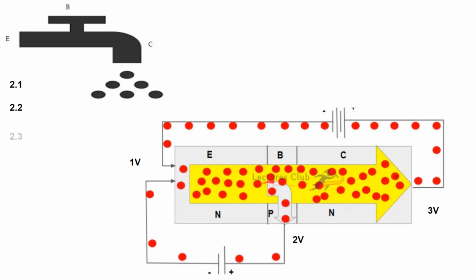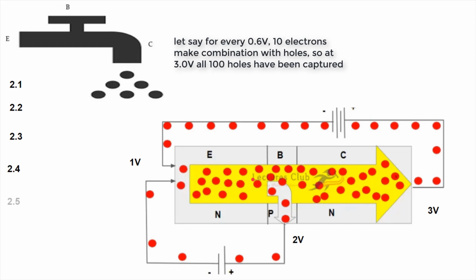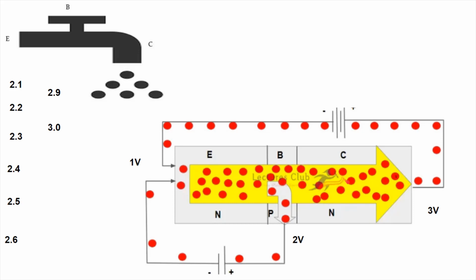So you keep on increasing the voltage, so the potential difference is increasing, and more and more electrons are coming and capturing the holes. A point will reach, let's say, where for every 0.6 second 10 electrons capture the holes. Now when you reach 3.0, all 100 holes of the base are completely filled. The base is completely filled now, and more electrons have already entered the collector. For every 10 electrons, I'd say 990 electrons have entered the collector.